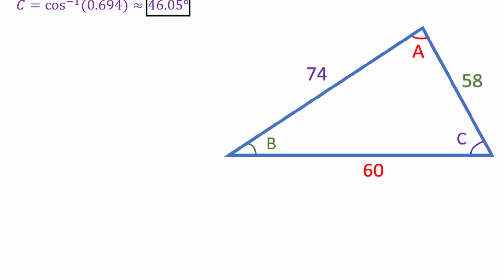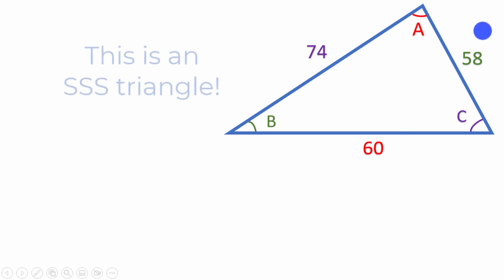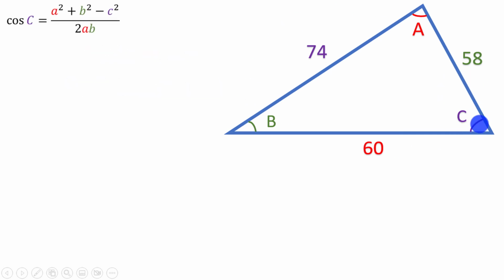Let's try another problem. Here we have a side, side, side triangle, since we know 3 sides of the triangle. Our only option will be to start with using the law of cosines. As long as we have committed to using the law of cosines to solve the entire triangle, we don't have to worry about which angle we solve for first. We can choose any of the 3. Let's solve for capital C.